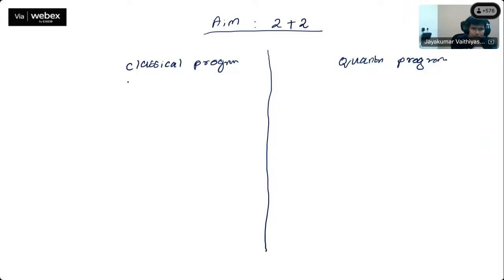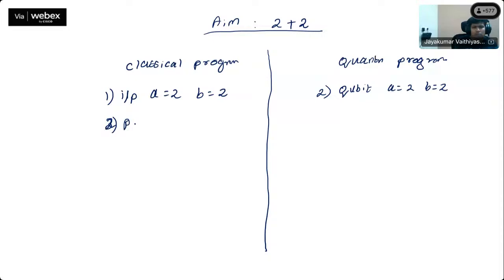When you write a classical program, you know your input, A equal to 2, B equal to 2. Here also, with qubits, quantum bits, A equal to 2, B equal to 2. Next, what are you doing? You are doing a process, C equal to A plus B. Here you are writing the same way, quantum process, C equal to A plus B.